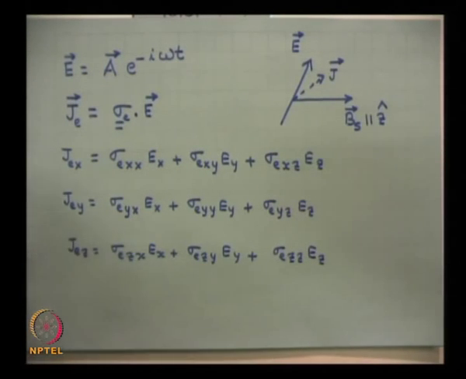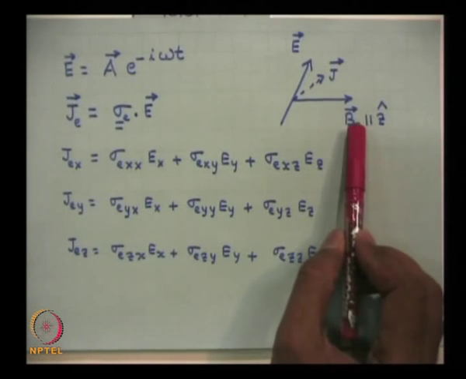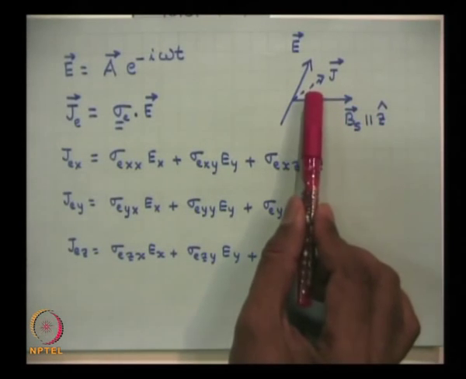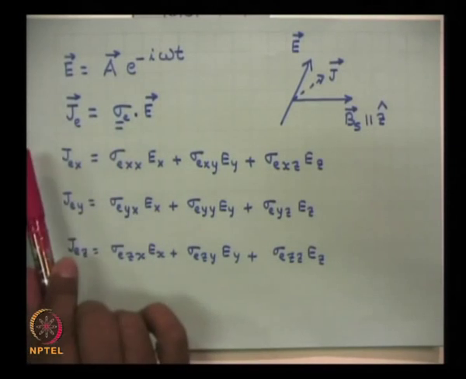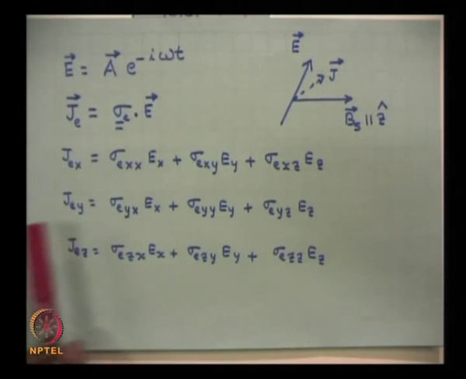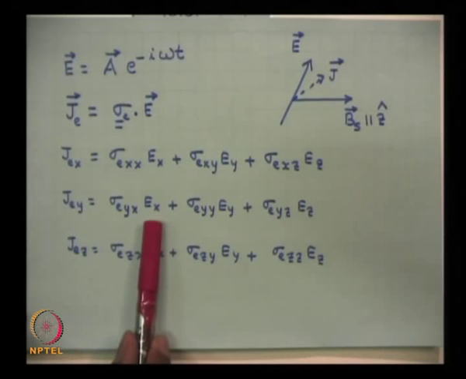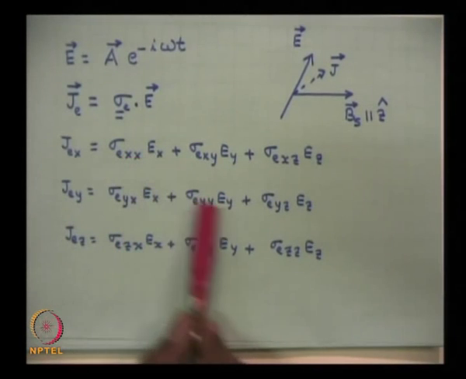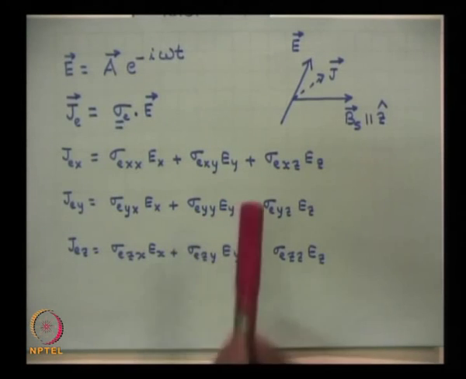One may note here that the anisotropy is coming largely, essentially, because of the magnetic field. If there was no magnetic field, then in a plasma the current density is in the direction of E, and they are related to each other by a scalar coefficient sigma. So J_ex will depend only on E_x, J_ey only on E_y, and J_ez only on E_z. Only the diagonal terms will be finite in this representation and all other components will be 0.